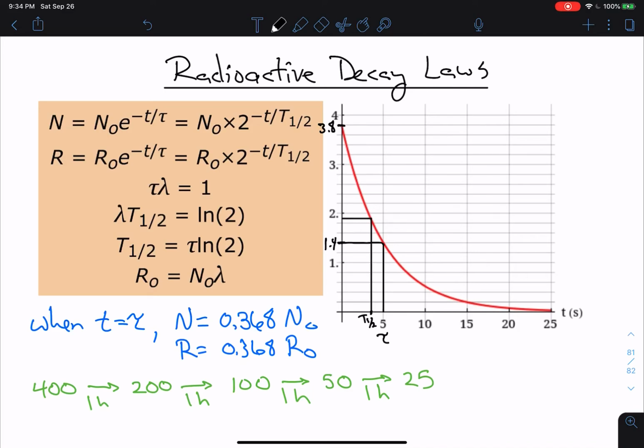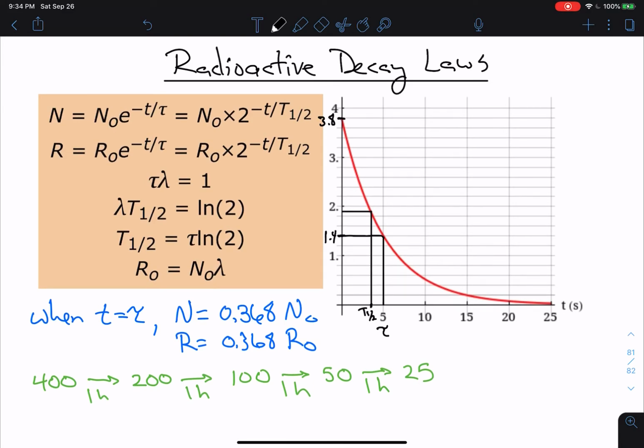Now, the last thing to talk about is gamma. Gamma is known as the decay constant. And notice that it's actually right up here. You can see tau times gamma is 1. So that means, of course, that gamma equals 1 over tau, which means that we can rewrite either of our decay laws as N equals N naught e to the negative gamma t. And obviously I could do it with the R as well.